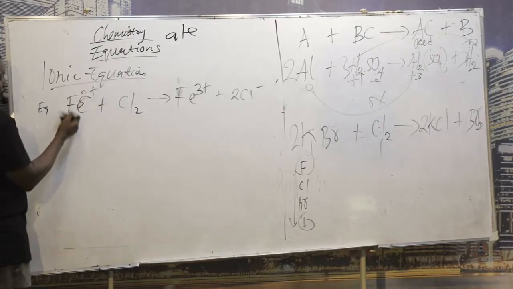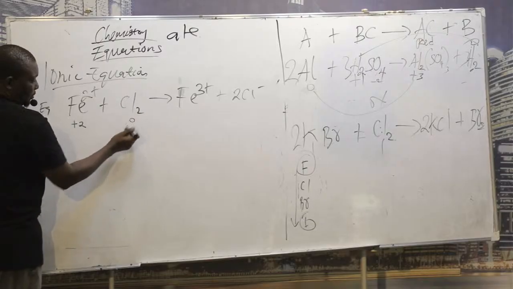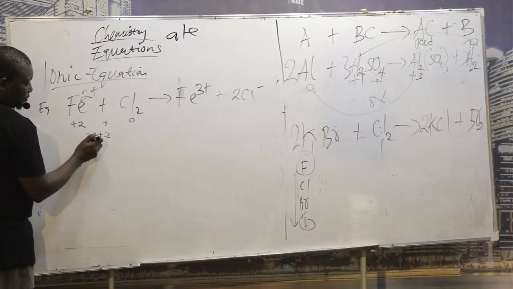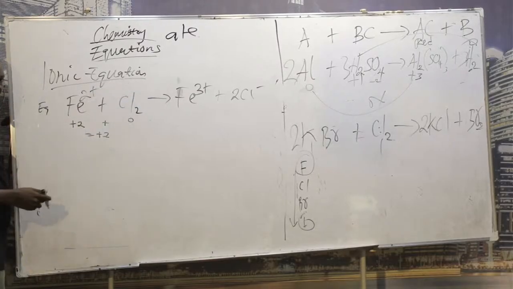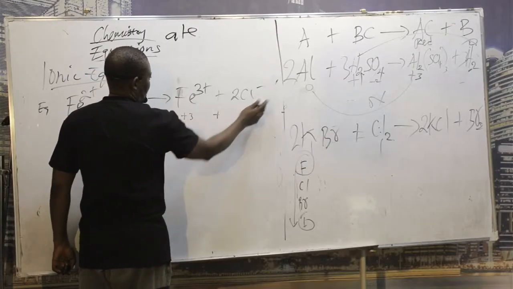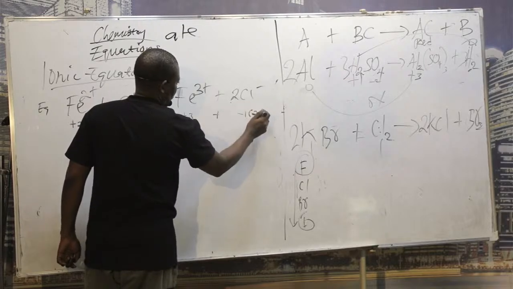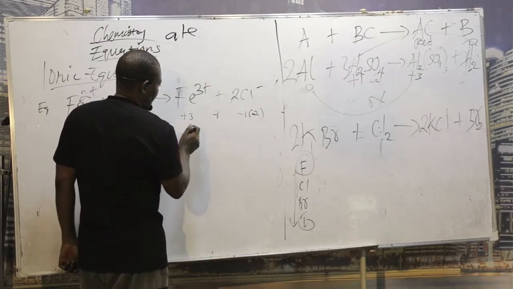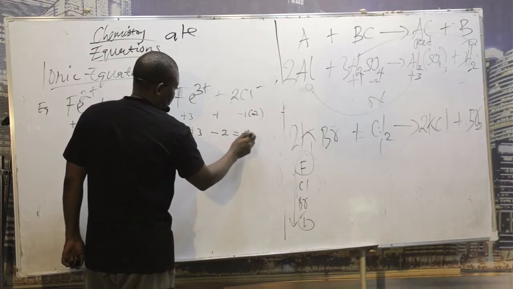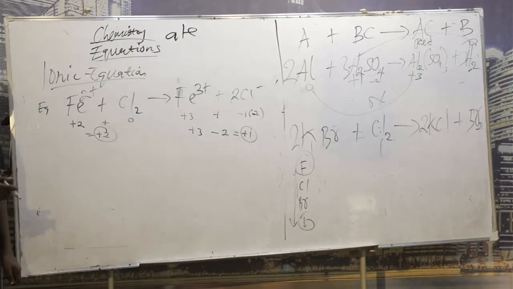Total net charge of this one is what? Plus 2, isn't it? Total net charge of this one is what? 0. I'm going to add this plus. All total is what? Plus 2. So let's see if this side is plus 2. Total of this one here is what? Plus 3. Plus total of this one here is what? Minus 1. But 2 of them back here, which gives you what? Plus 3 minus 2 is equal to what? Plus 1. You have plus 1 here, you have plus 2 here. Is this in balance?